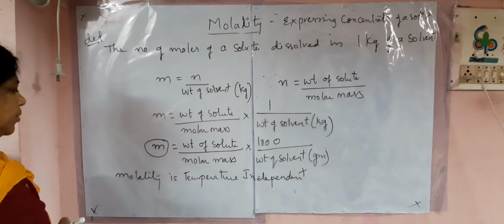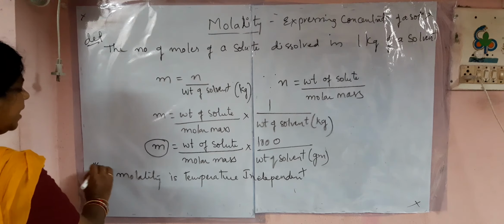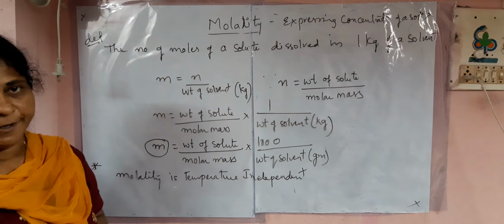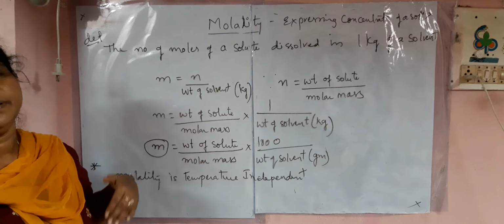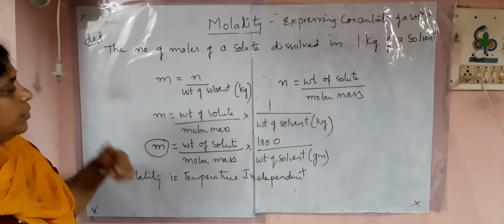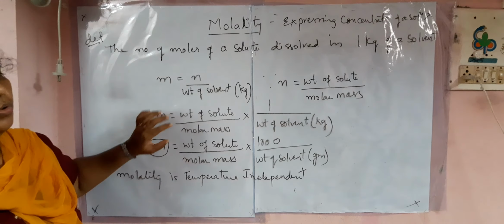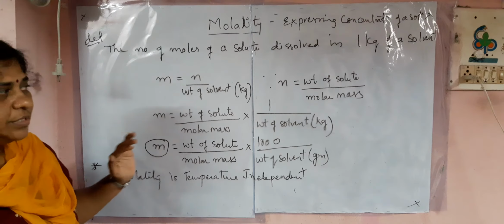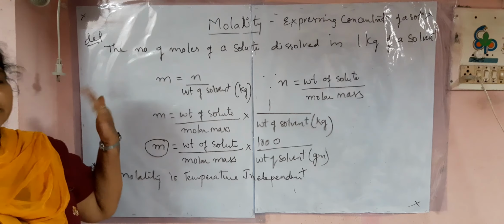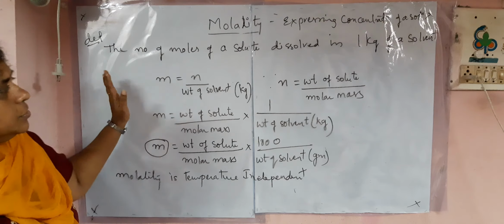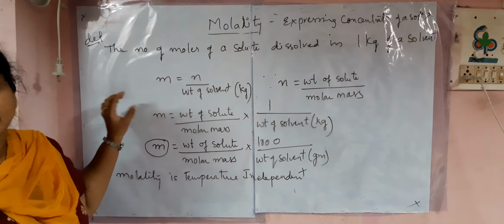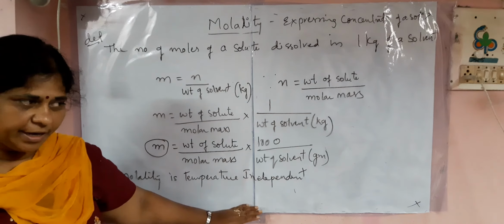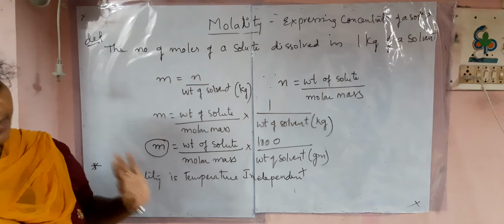Now, the next important competitive point is whether molality is temperature independent or dependent. How can we predict whether it is temperature dependent or independent? When you look at the formula of molality, nowhere do you come across a volume term. Whenever a volume term is there, we can predict whether it is temperature dependent. There is no volume term at all in molality. Therefore, we can say that molality is temperature independent. It has nothing to do with the temperature.